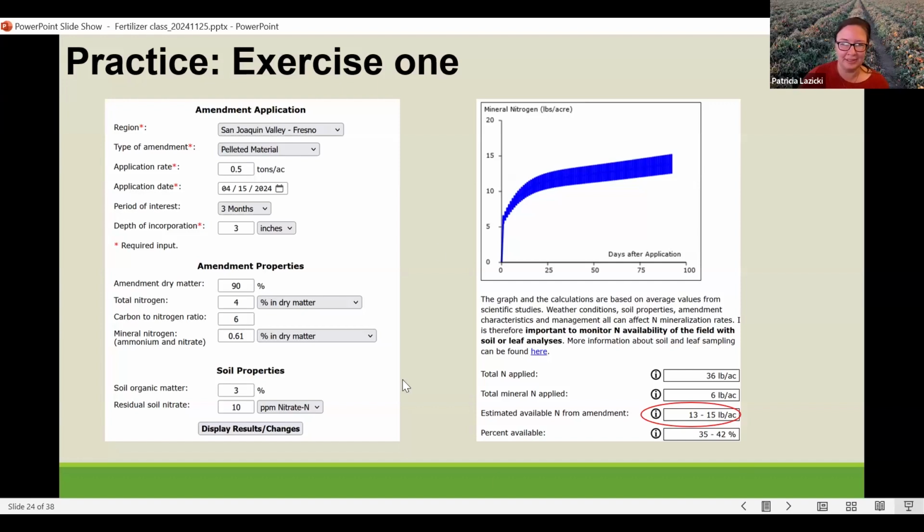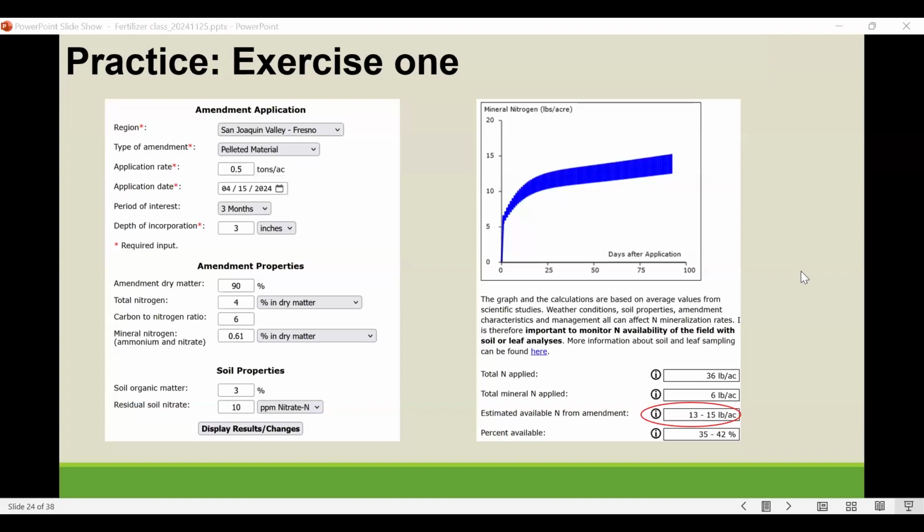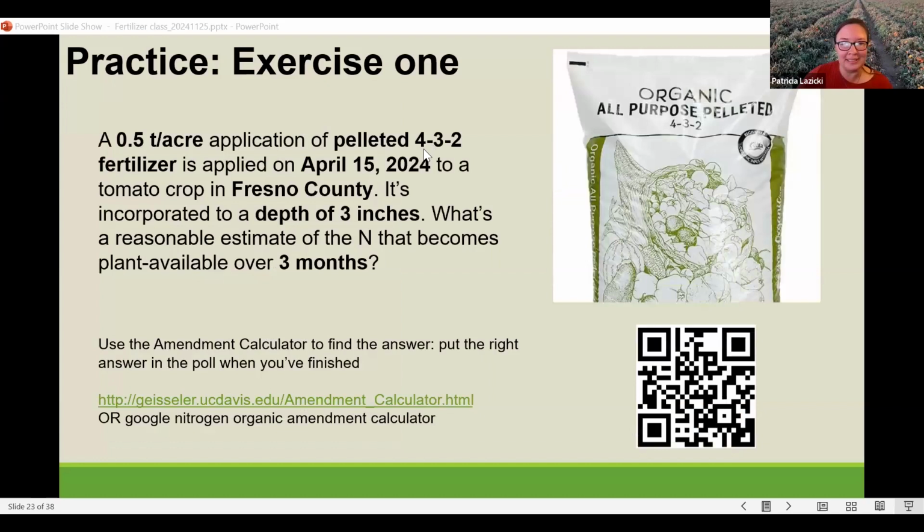Any questions? Someone is asking, where does the 4% come from? Oh, sorry, that was in the problem. So it's a pelleted 432. That's something I probably should have explained. Sorry, so the 4% in 432 means 4% nitrogen. I'm sorry, I forgot to explain that.